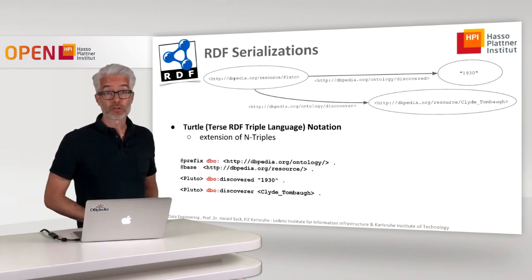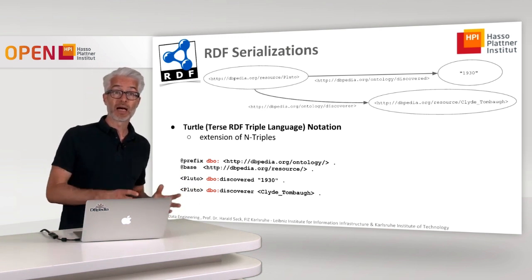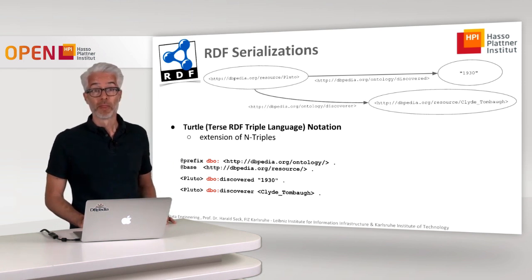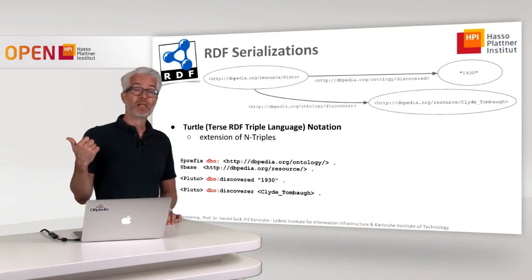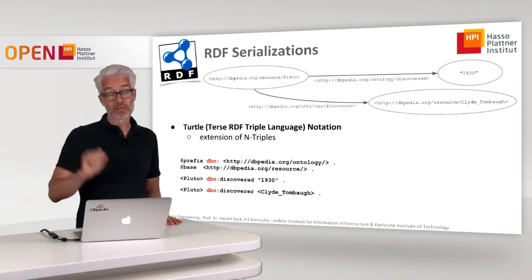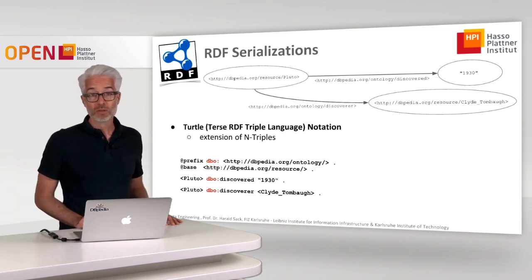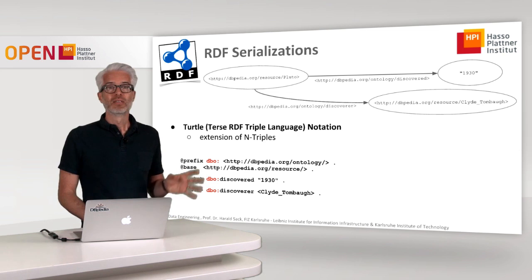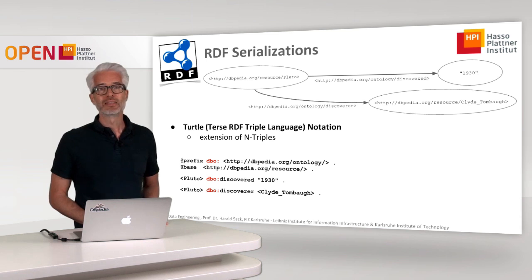And finally, we have a look at Turtle, our first of many Turtle examples. Turtle is the abbreviation for Terse RDF Triple Language notation, and as we already know, it's an extension of N-Triples. And as only one of the many possibilities that you have, the first thing you can do is define so-called prefixes, and this is simply for abbreviating how you write the triples. So here we define a prefix called dbo, which stands for http://dbpedia.org/ontology/.